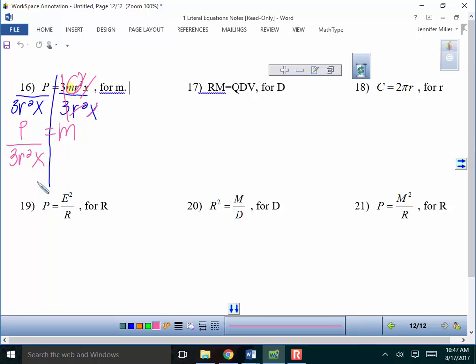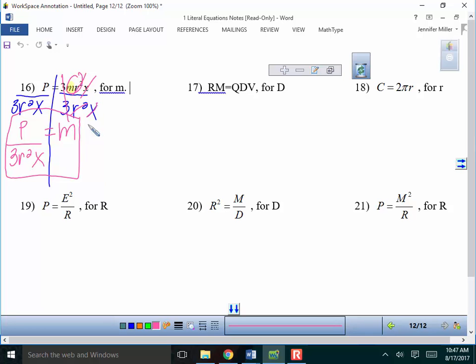Okay. Let's look at number 19. On number 9, yes, darling. Oh, I'm sorry. Yes, this is our answer. M is equal to p divided by 3r squared x. That was a quick problem, right? We like those. Okay, let's look at 19.